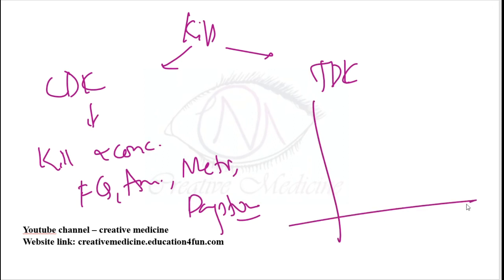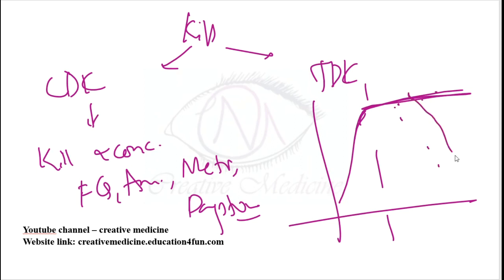Then we have time dependent killing. That means as the time increases, at a certain point it will be maximum, and after that it will plateau off. As the concentration increases, killing increases, but after a certain time and concentration, the killing remains constant. So if you stop giving doses at any of these points, the concentration will fall again. The drugs of time dependent killing are beta-lactams and vancomycin.